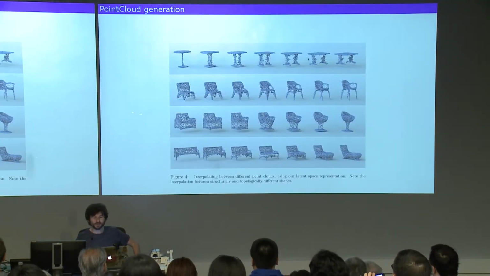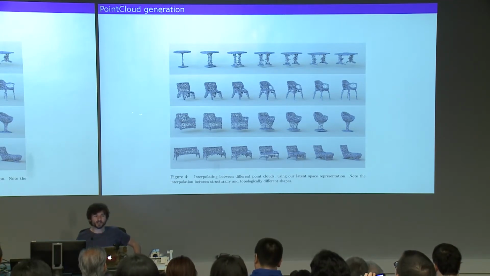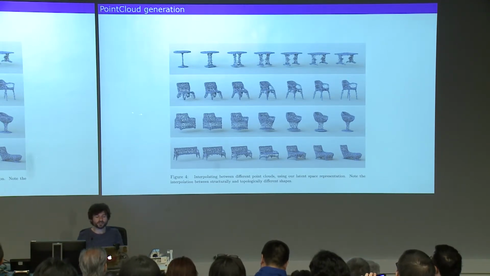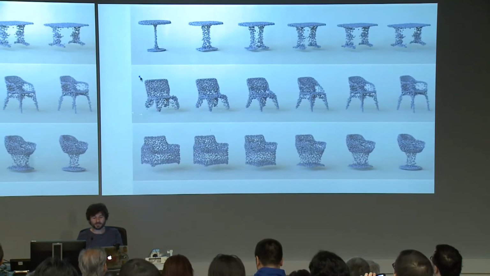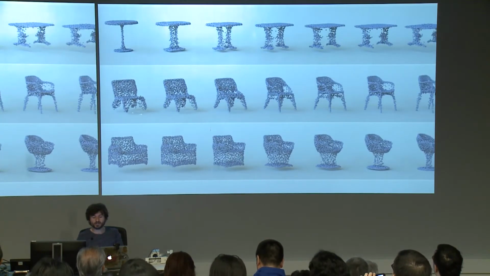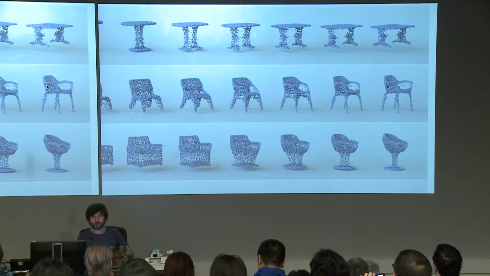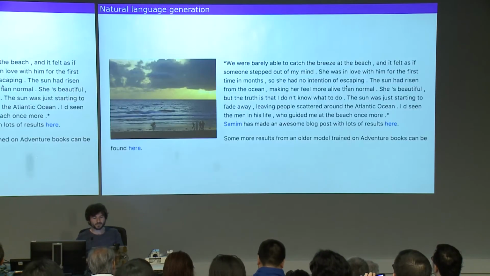Anyway, so there are generative models not just for images but of other things, sounds. So these are point cloud generation. So they're generating furniture, and you have its own nice generative latent space to play with. You have natural language generation.